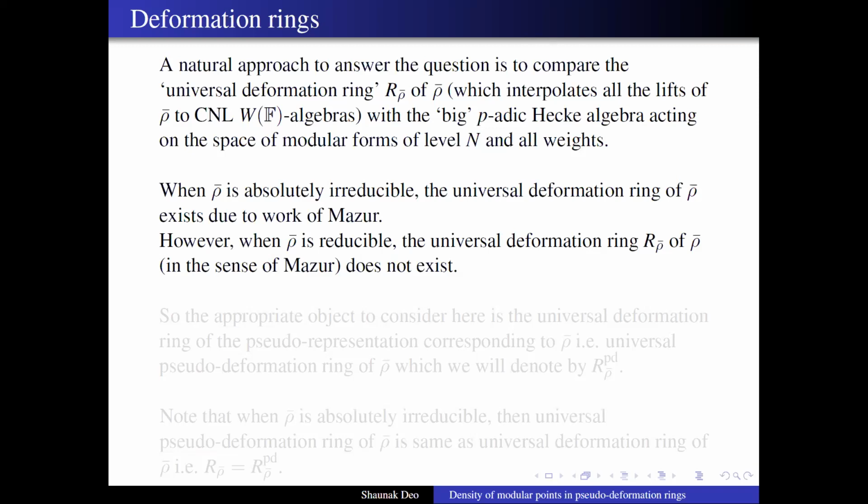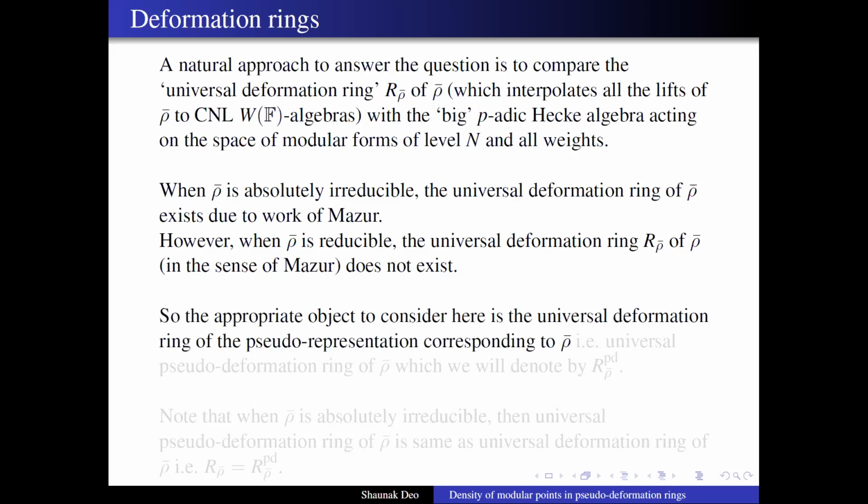But when we started with rho bar, we just assumed rho bar to be semi-simple. We never said it is absolutely irreducible or anything. So we would like an object which works for all the cases, for absolutely irreducible representations and reducible representations. To do that, we need to consider a slightly different object, and that is the universal deformation ring of the pseudo-representation corresponding to rho bar. We'll call this the universal pseudo-deformation ring of rho bar, and we'll denote it by R^PD_rho bar.